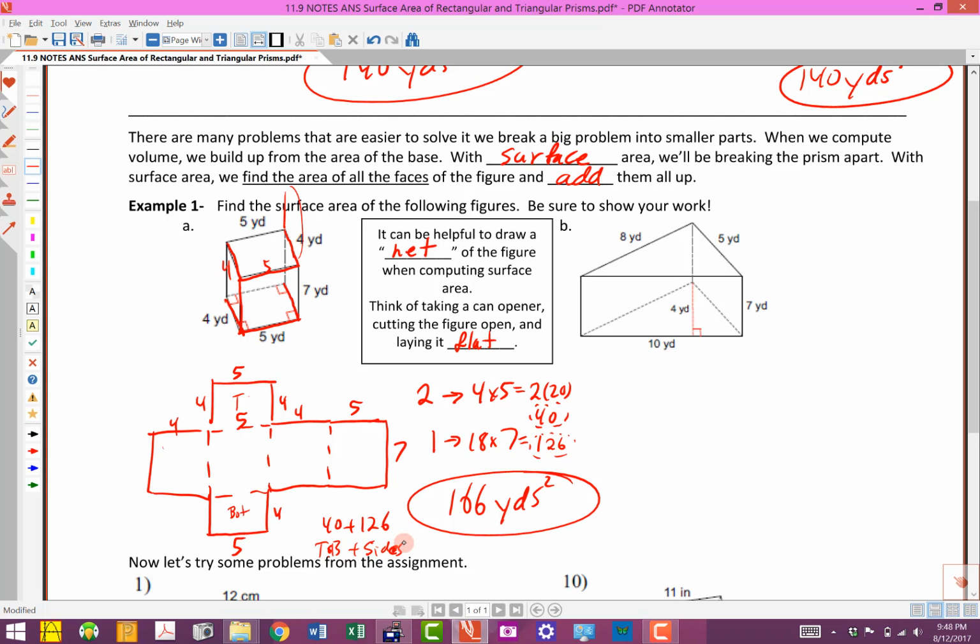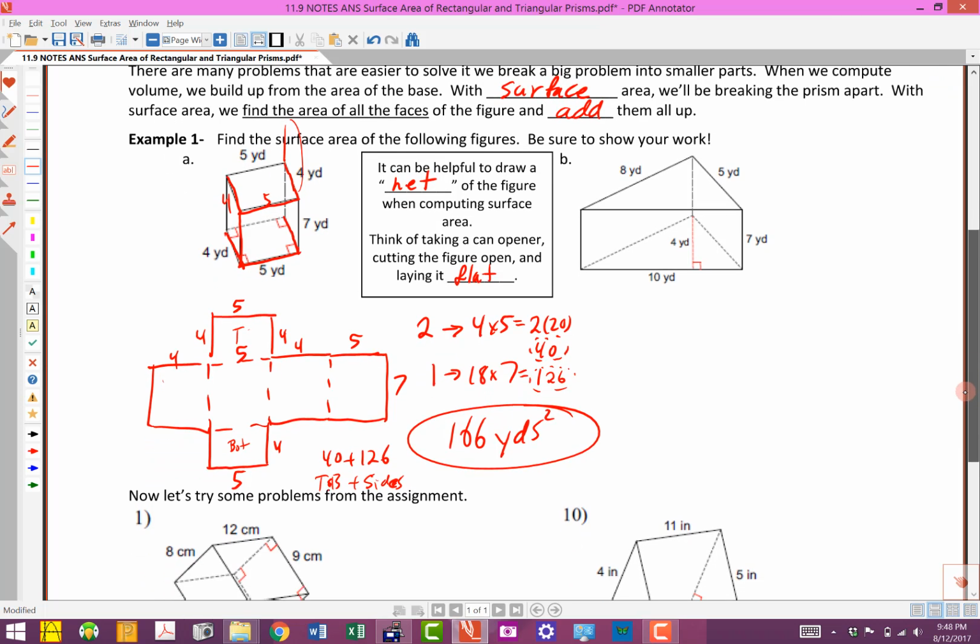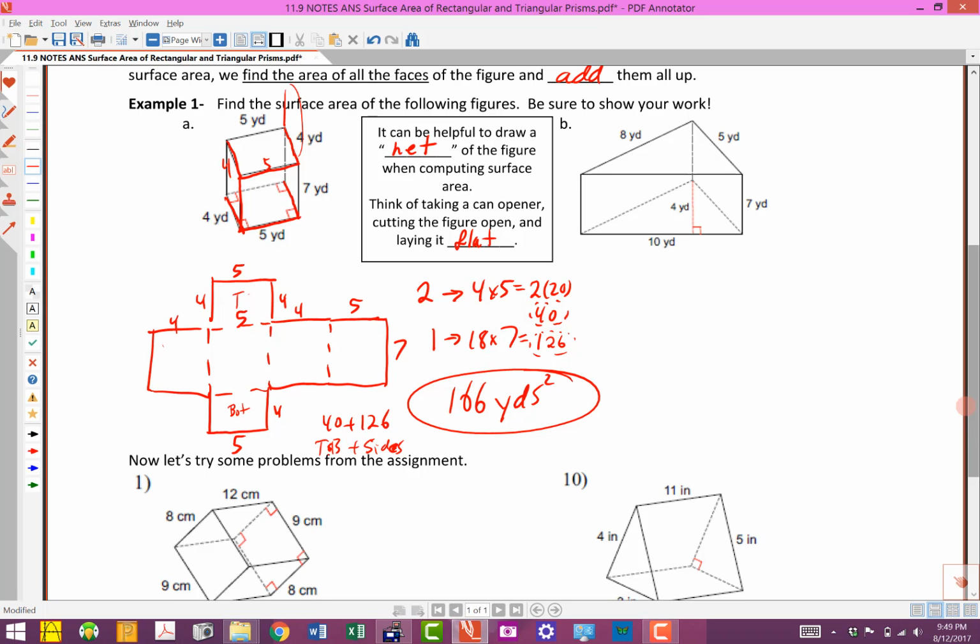Now, this can be a little bit tricky, so this is something that you're going to need to practice. But I think once you do, you're going to catch on to this pretty quickly. So I'm going to do one more example, and then we'll do a couple from the assignment.